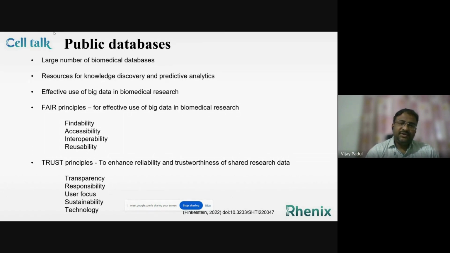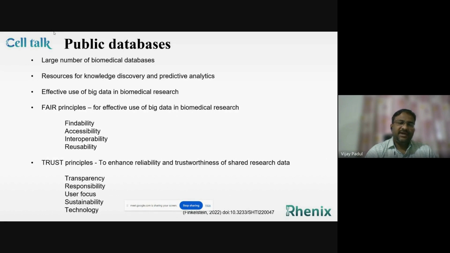But there are still some issues that are affecting these databases, as many of these databases remain online and many of those go offline, and they are not usable. So if they follow these FAIR principles and TRUST principles, that can increase the effective use of this data in biomedical research. So the first is the FAIR principles.